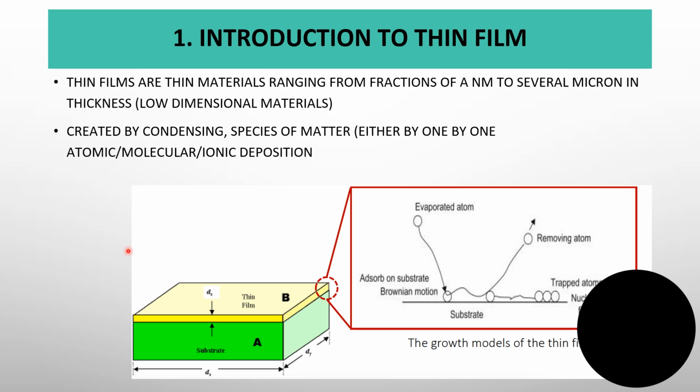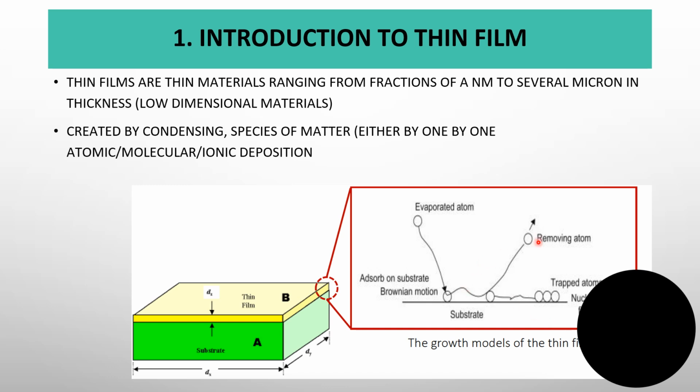So now let's have some basic understanding of the thin film. Thin films are thin materials ranging from a fraction of a nanometer to several microns in thickness. They are usually low dimensional materials. They are created by condensing species of matter one by one, in terms of atomic, molecular, or ionic deposition. Based on this picture, you can see the evaporated atom, the substrate, removal atom, and trapped atom. This is the substrate that you want to deposit your film onto.